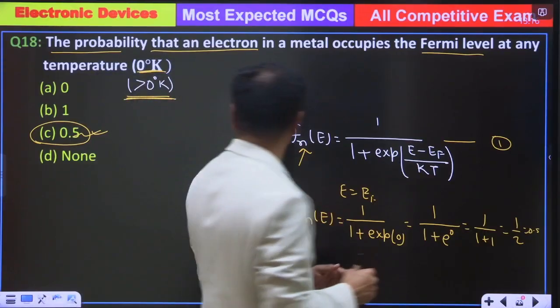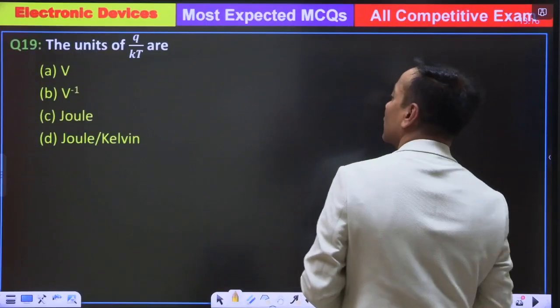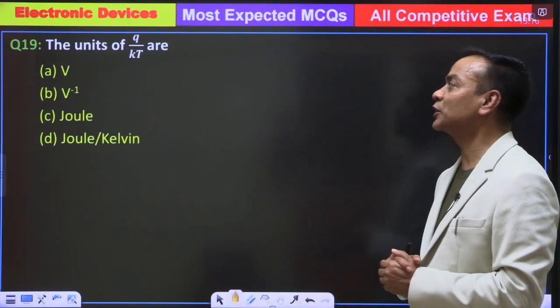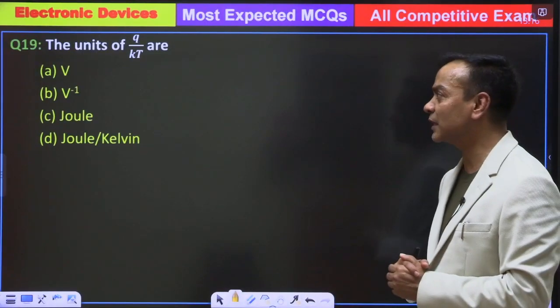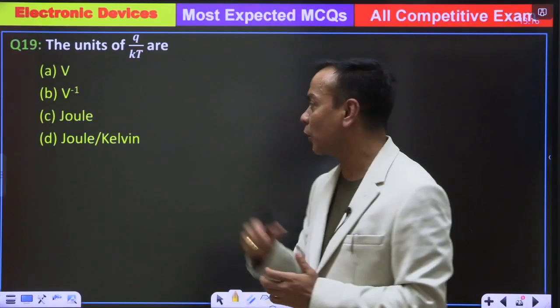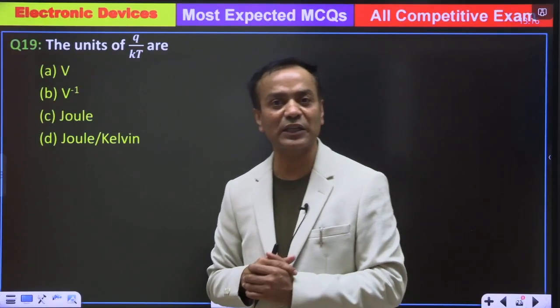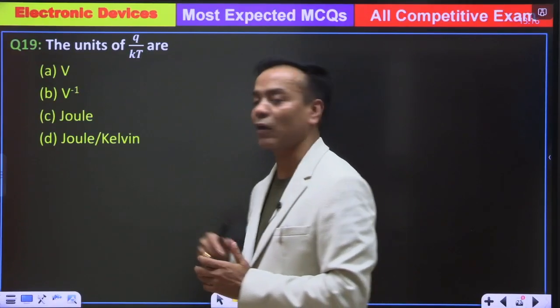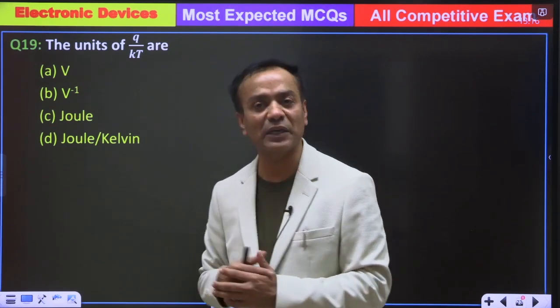So now we'll move to the next. Next is, the units of Q by kT are: option A, V, means volt. Option B, per volt. Option C, joule. Option D, joule per Kelvin, or simply we can say joule per degree Kelvin.